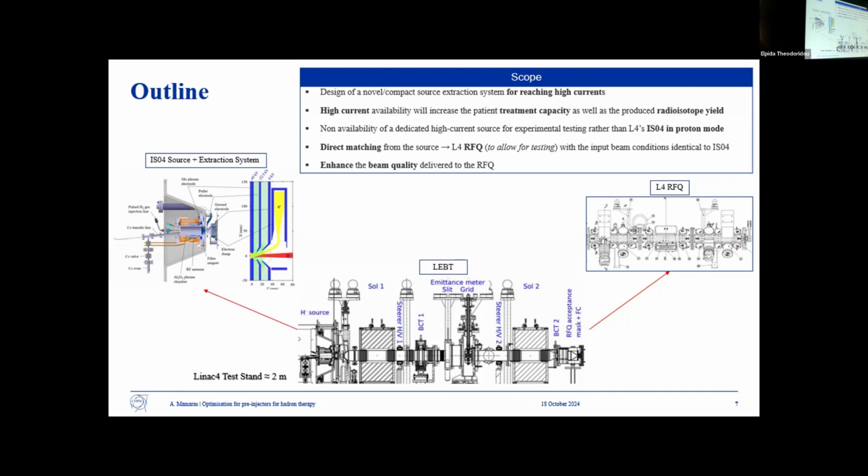What you can see in this slide is the current status of the Linac4 test stand. On the left side is the source together with its current extraction system, comprising a source electrode, a puller electrode, a ground electrode, and a damping region when it operates in H- mode for damping the electrons. However, in our case, we will test it for protons, so we do not consider this space. In the middle, you can see the LEBT line, which includes two solenoids together with diagnostic components. And on the right-hand side, we have the Linac4 RFQ, where we inject the beam.